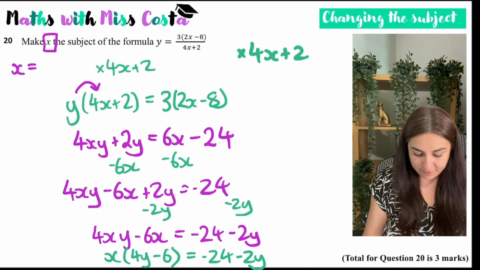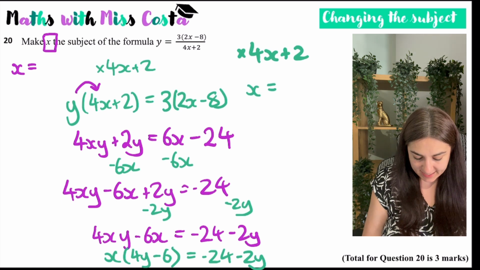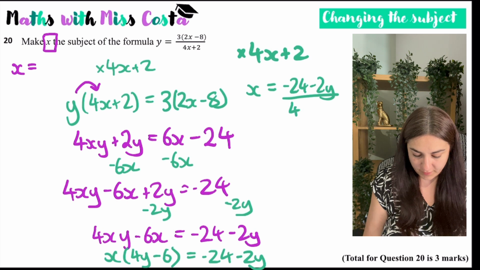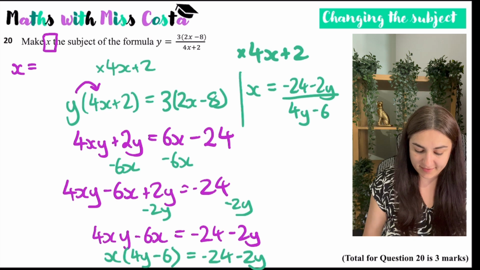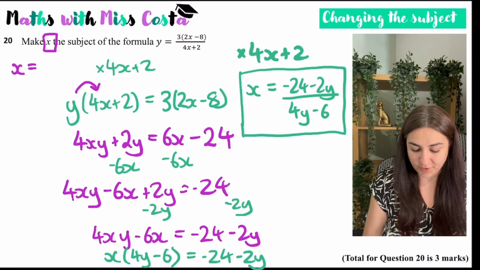And then the last final step would just be to say x equals minus 24 minus 2y over 4y take 6. It's not the nicest of fractions, but we have made x the subject of the formula.